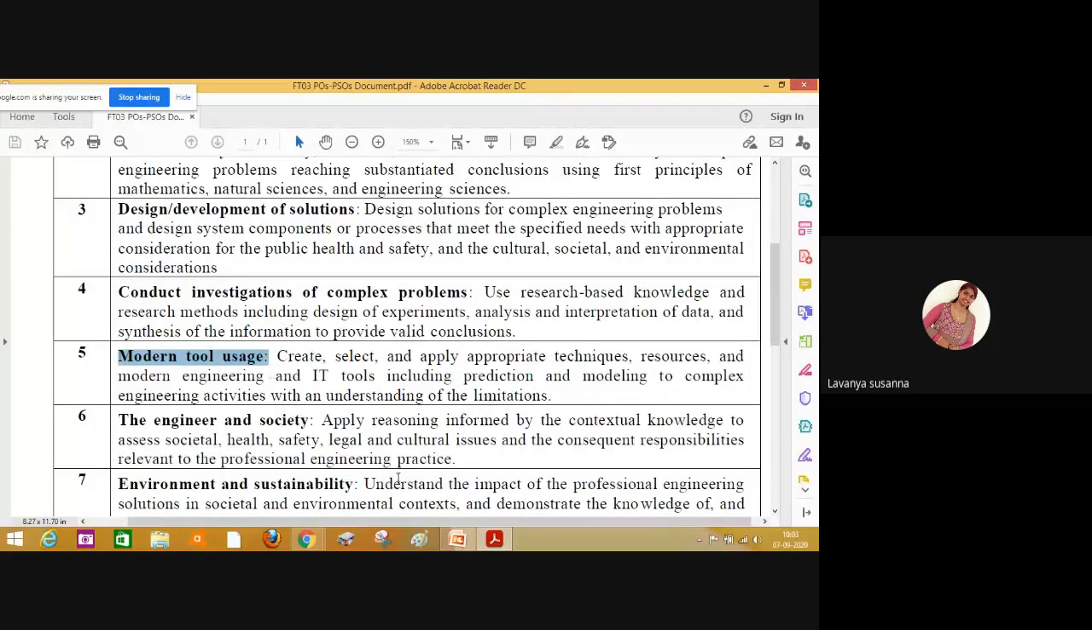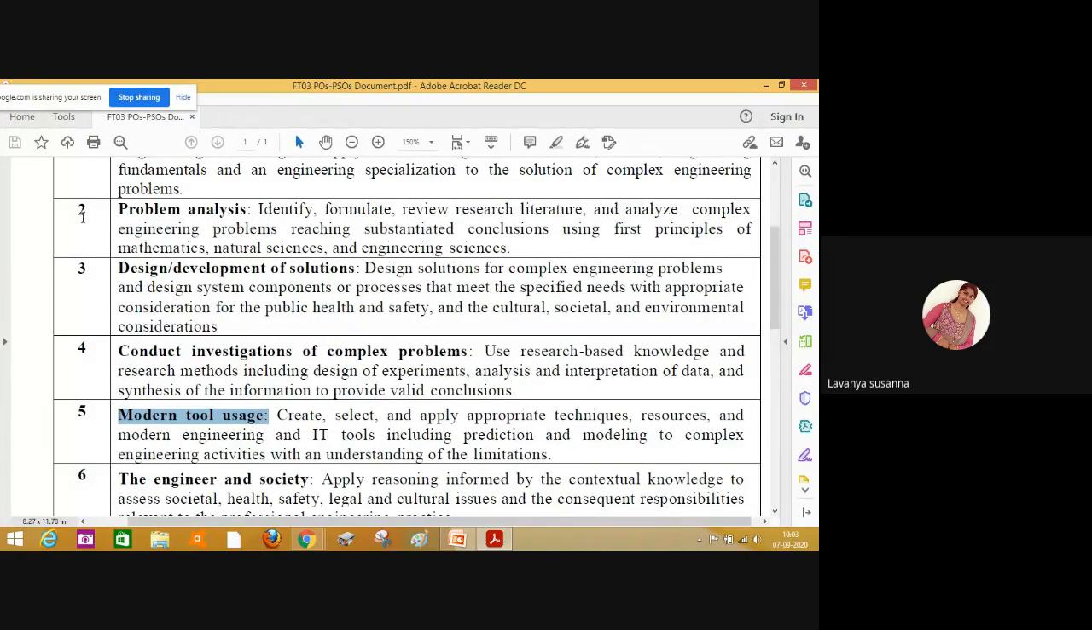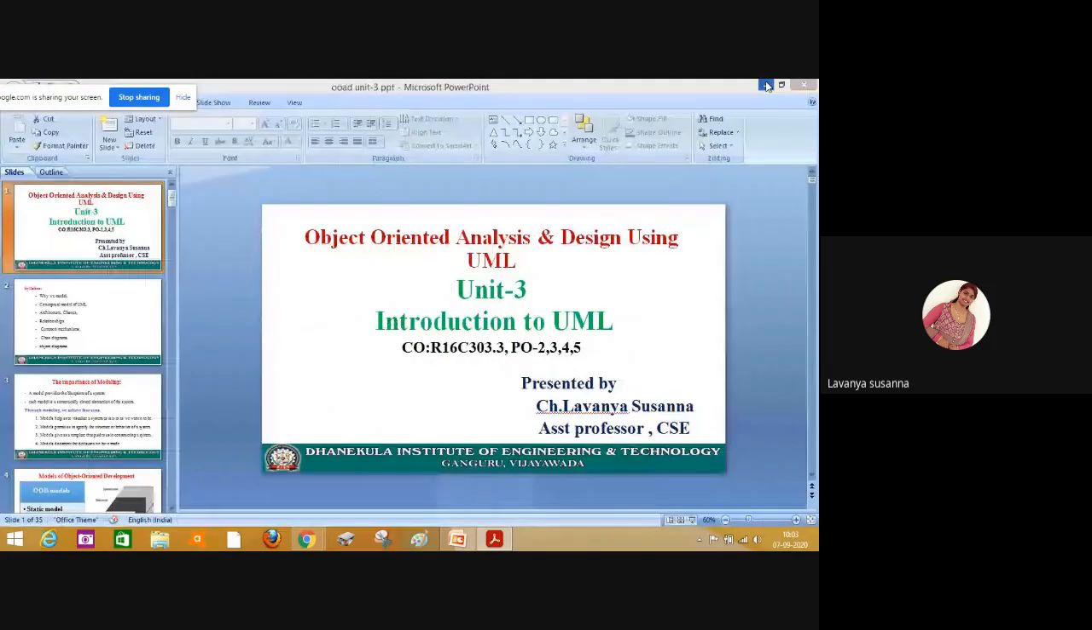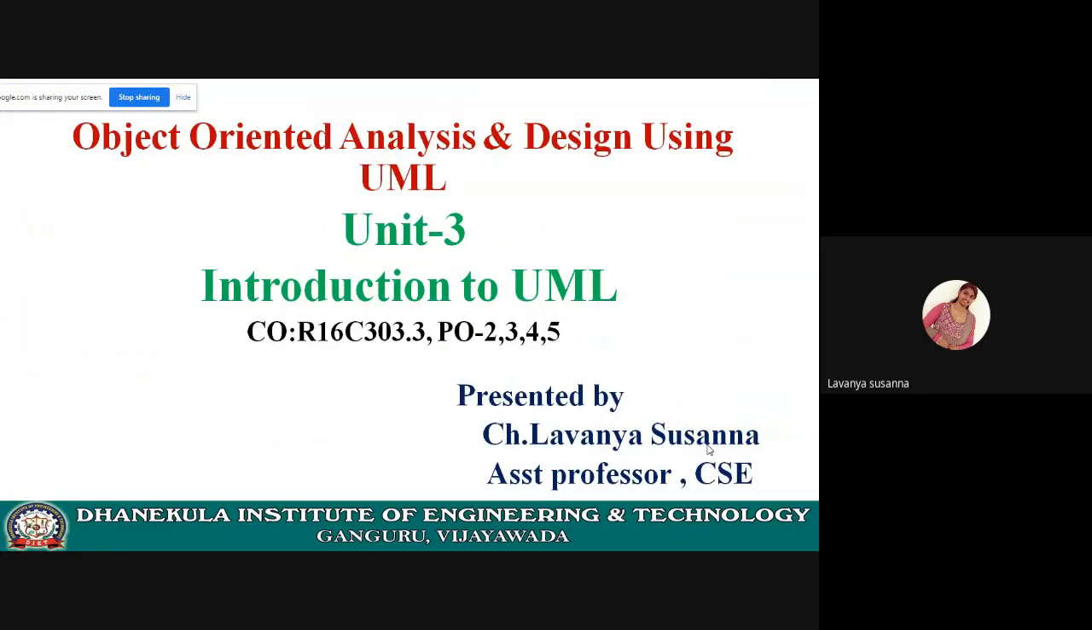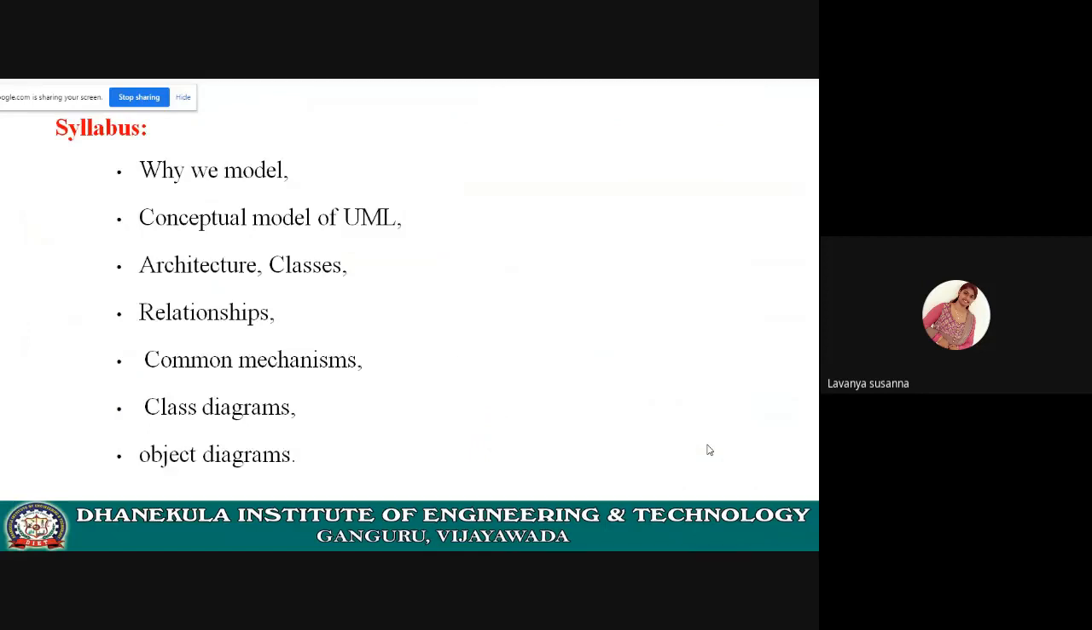Let us see introduction to UML. These are the COs and POs. CO3 is mapped to PO2, PO3, PO4, and PO5. See here, this is the syllabus: UML model, conceptual model of UML, architecture, classes, relationships, common mechanisms, class diagrams, object diagrams. These are the syllabus of the third unit. Let us start it.